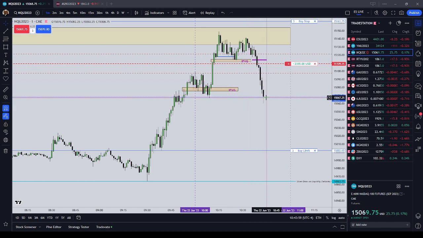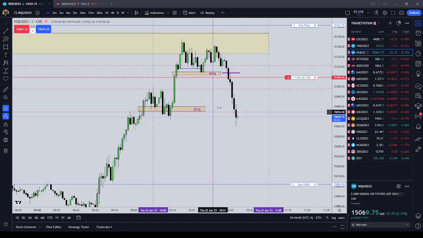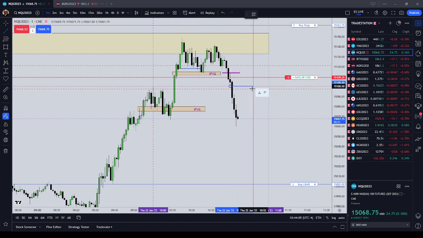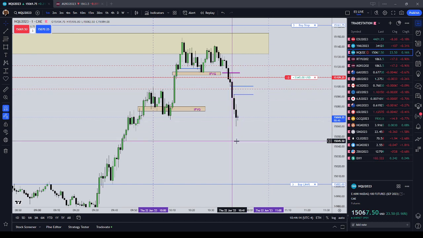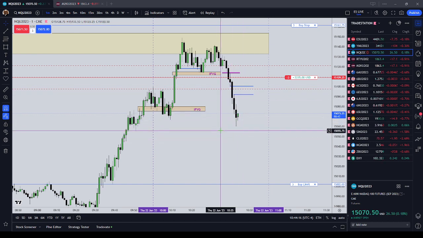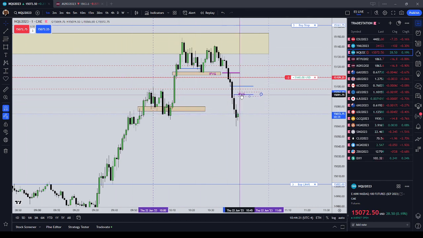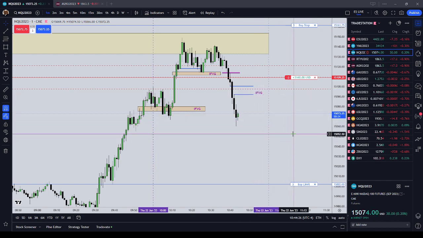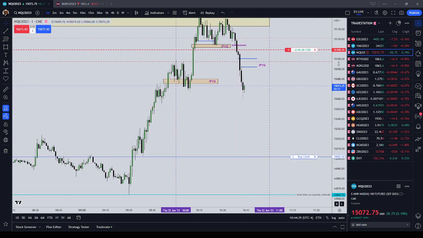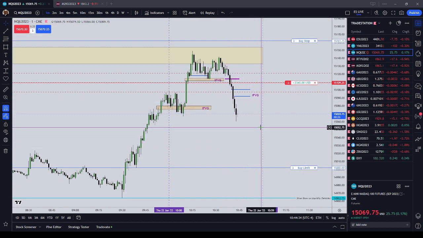Sell side algorithm has taken control of the marketplace, and so we should see any bearish PD arrays be respected. Right here, we might come up and invert this fair value gap. Sell side algorithm is in control of the marketplace, so any bearish PD arrays should be respected.